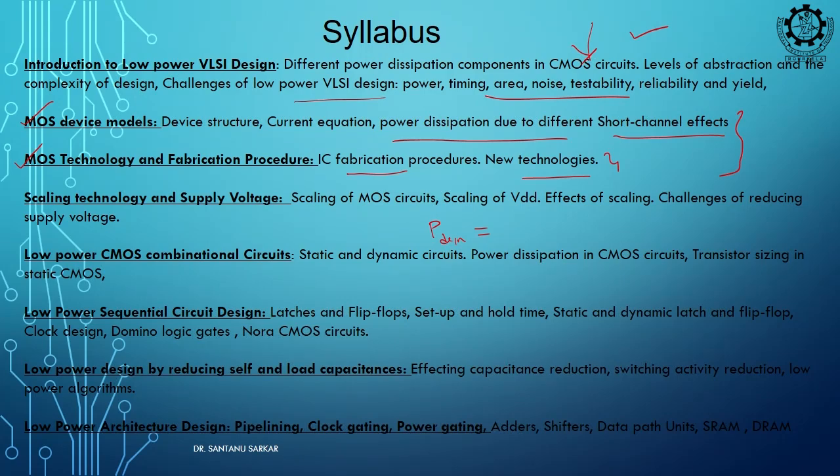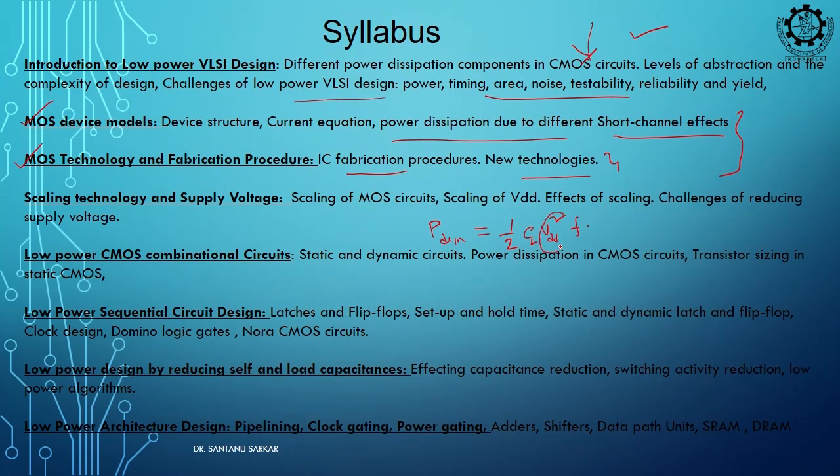Half C V squared F, right. So, roughly this is your equation. What is this C? C is your total load capacitance. Load means whatever you are driving, that could be the next stage logic, or wire capacitance, or its self capacitance. So, C is nothing but C load. Bigger the load, bigger the power.